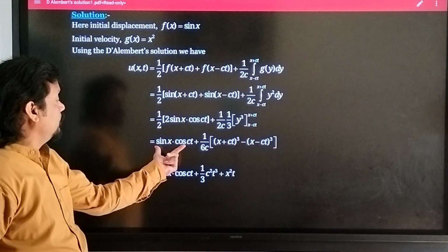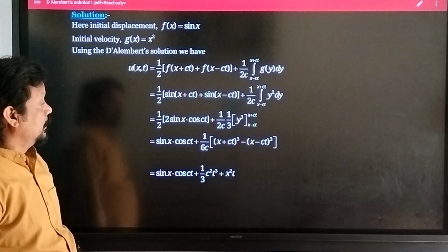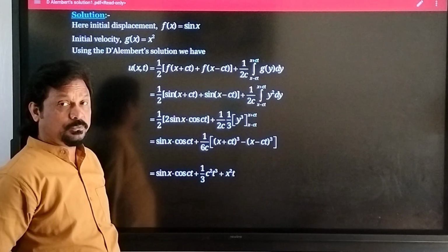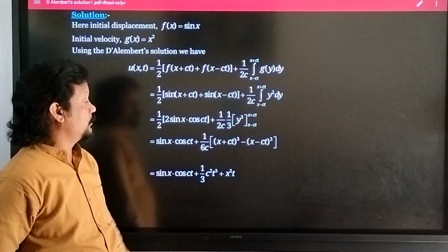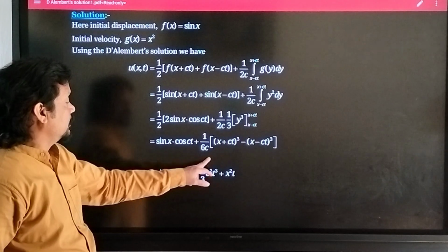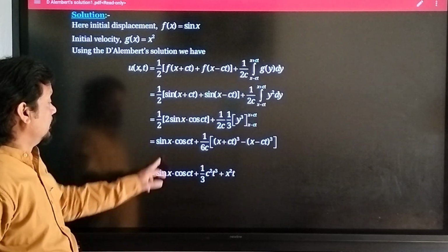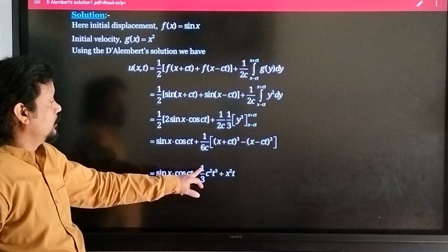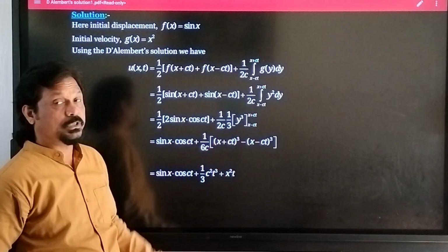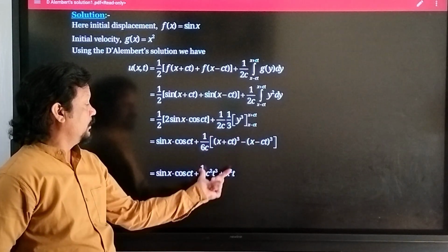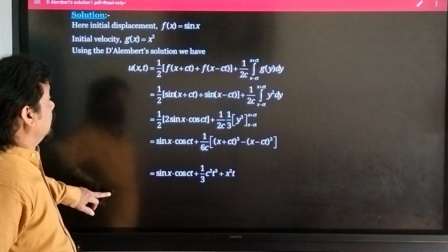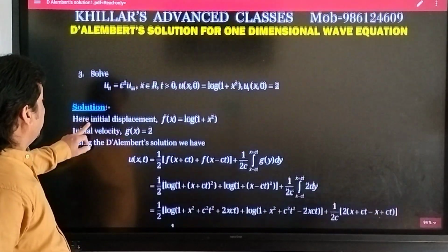And here 2 to cancel out, sin x into cos ct, and you can open the whole cube formula, a plus b whole cube, this is a minus b whole cube. After opening the whole cube, you will get these two quantities. Okay, so this is sin x into cos ct, and if you expand this one, you get this one. Okay, so now let us see another question.